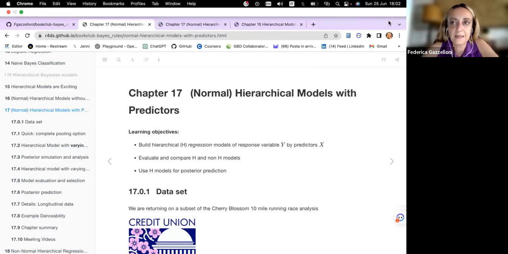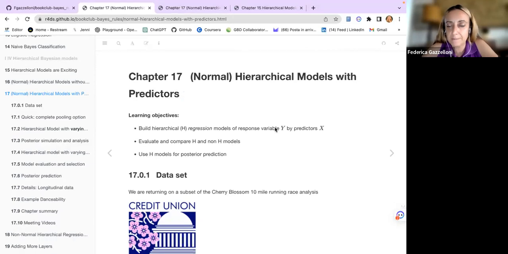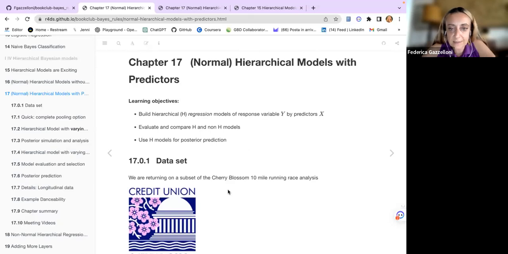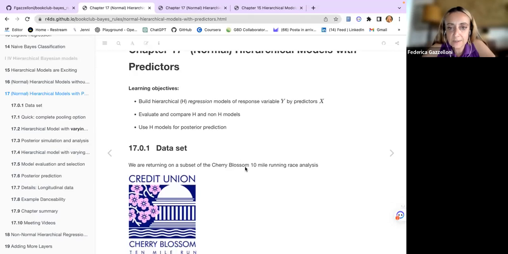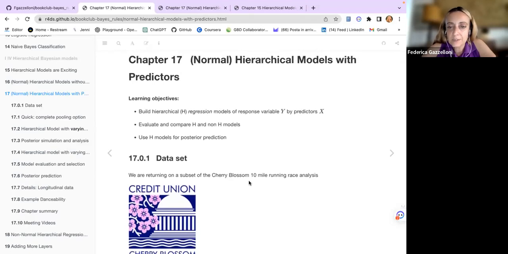to see that directly, I'd like to introduce you to a bit of the structure of making hierarchical models with predictors. And here we actually use another data set, the cherry blossom, which we used in chapter 15, where we made this complete pooling model for this data set, Cherry Blossom.